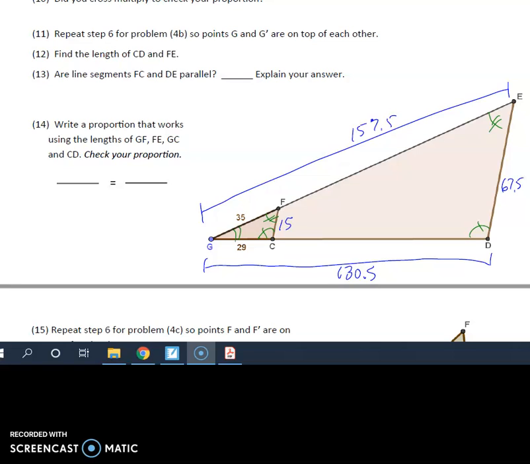So that's the way we set up nested triangles. So we are forcing the triangles to have parallel sides. So the answer would be yes, these two segments would be parallel to each other because the corresponding angles are equal.